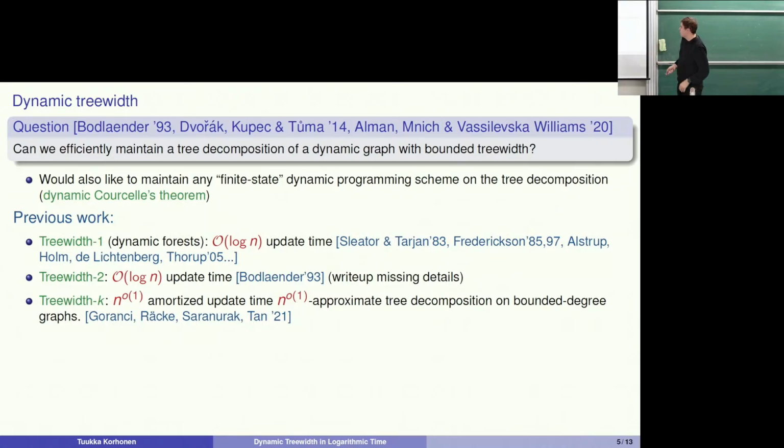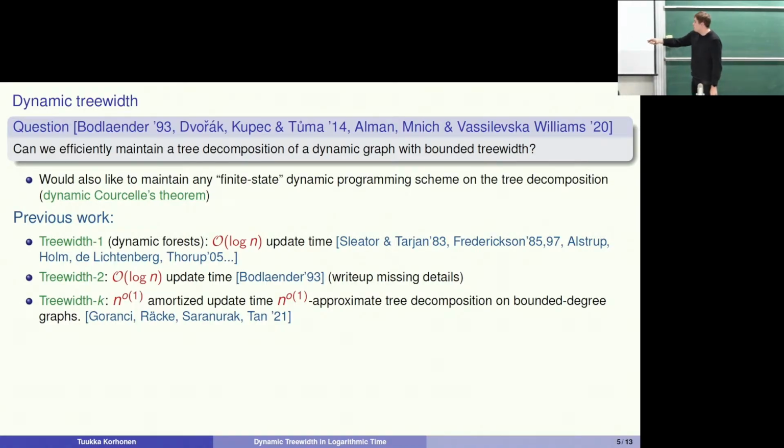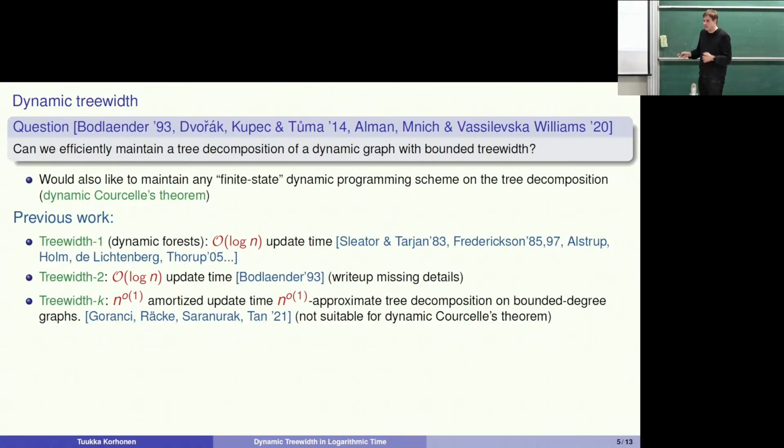So this is a nice result, but it has the caveat that the decomposition is only n to the o(1) approximately optimal. So it's not really suitable for dynamic Courcelle's theorem, because even if you put a constant treewidth graph there, the decomposition maintained can have quite high width, and Courcelle's theorem runs in exponential time in the width. So it just doesn't do anything interesting in that case.